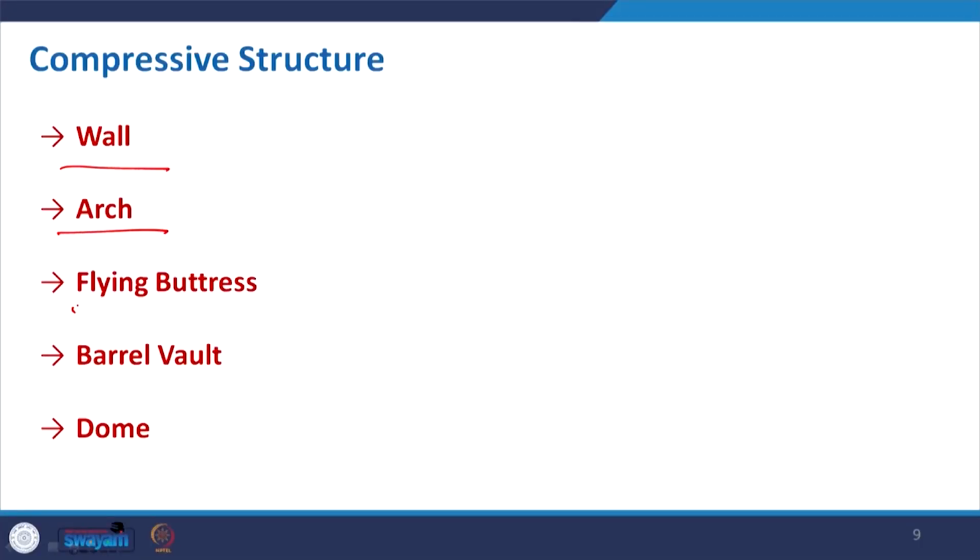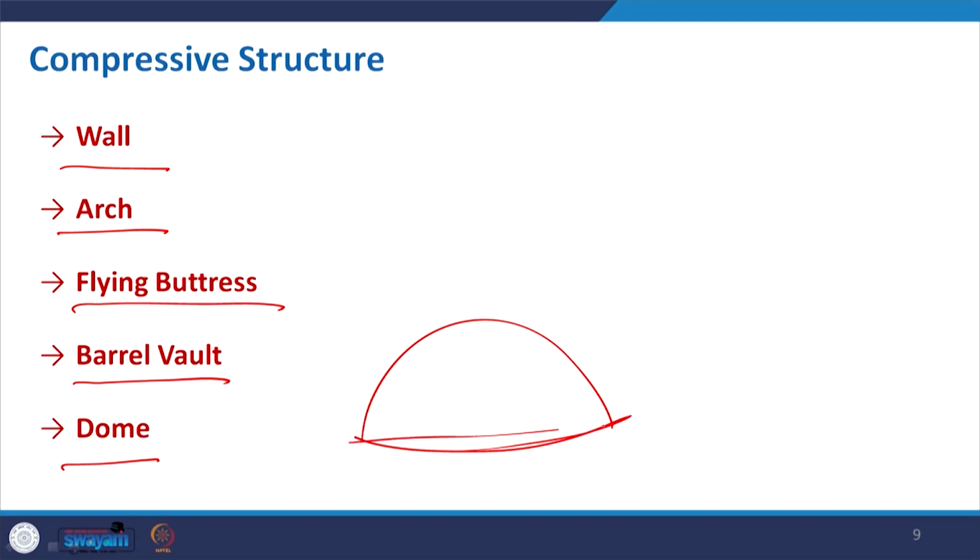Now, if you broadly classify compressive structures, we can have wall, arch, flying buttress, barrel vault and dome. But again I am telling you, this classification has been done by looking at the major elements of that system which act under compression load, or which resist that compressive force. At the same time, if you take the example of the dome, it is not really that everywhere will get this compression.